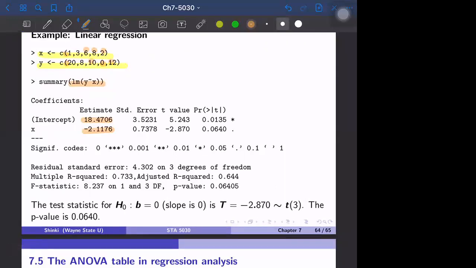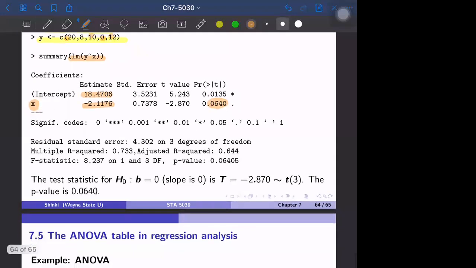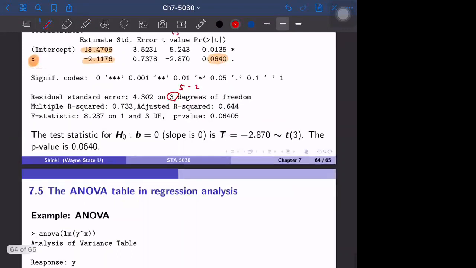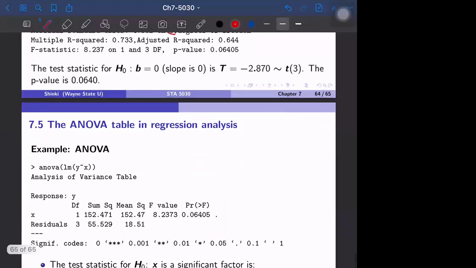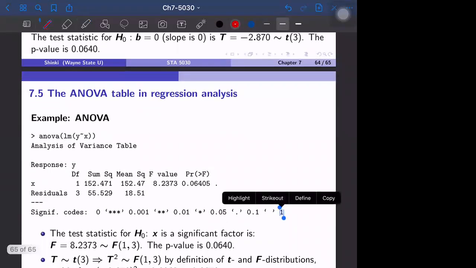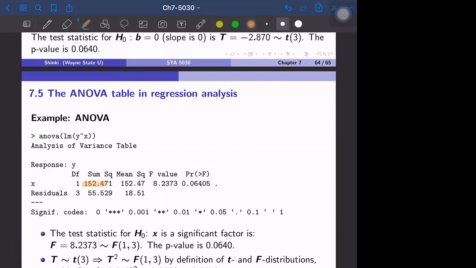We can see the significance of the x value by this p-value, but we can also do ANOVA. At first, in this theory we have two parameters and 3 degrees of freedom here, so 5 minus 2, the number of observations minus 2. We use the t distribution with df 3 and then we get this p-value. How about ANOVA? If we use the ANOVA table, we get the sum of squares for x and the sum of squared residuals.